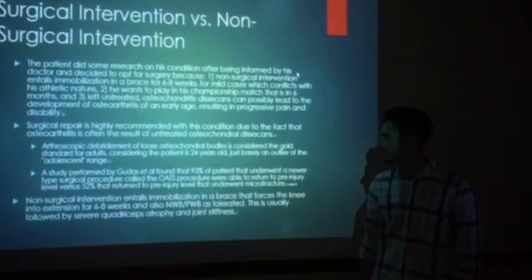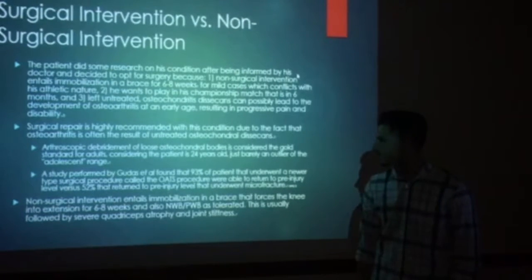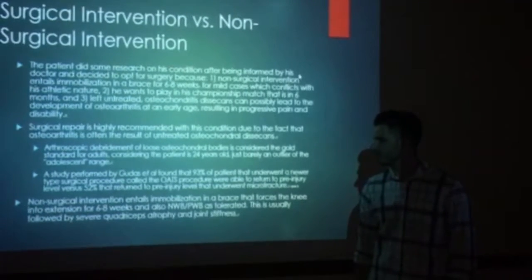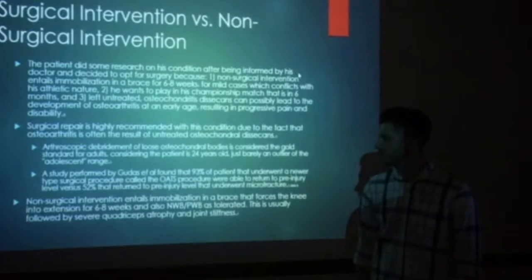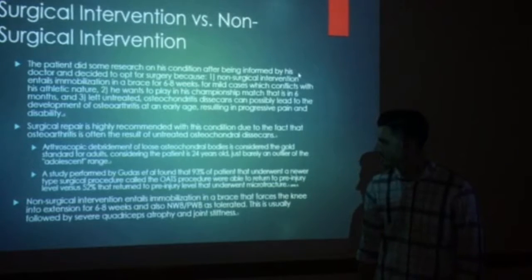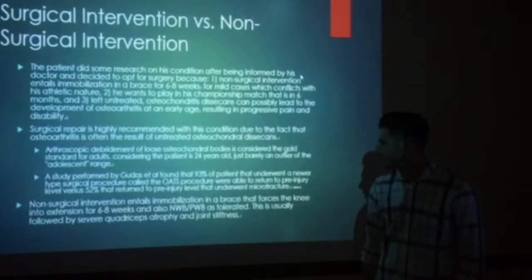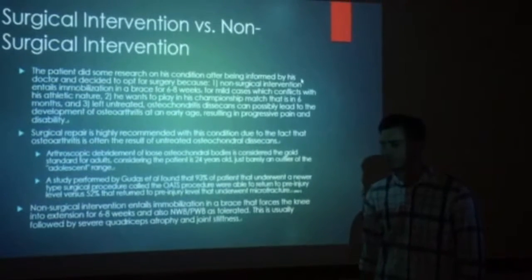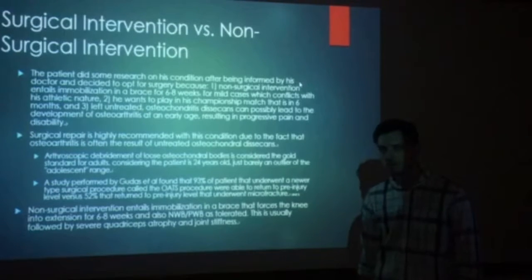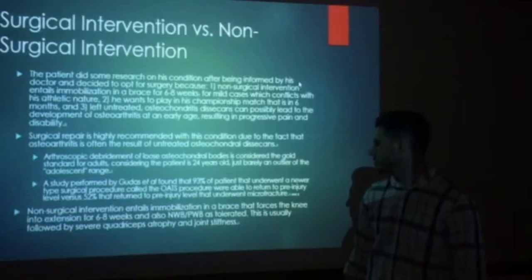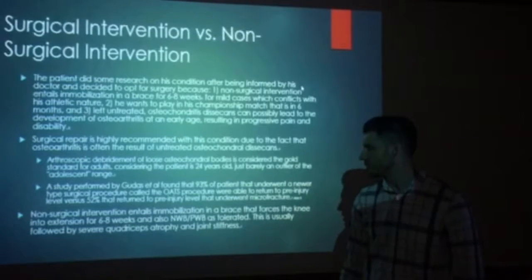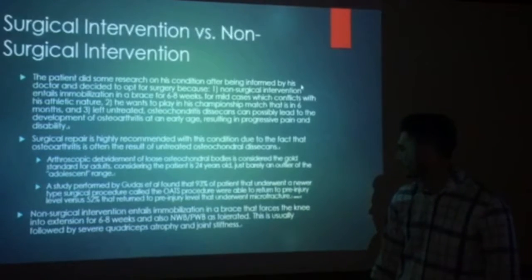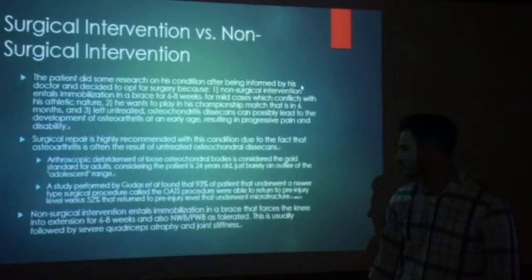Considering the patient's 24 years old, he is out of the adolescent range. A second study done by Gudis found that 93% of patients that underwent a newer type of surgical procedure called the Oates procedure were able to return to pre-injury levels, versus 52% that underwent microfracture.